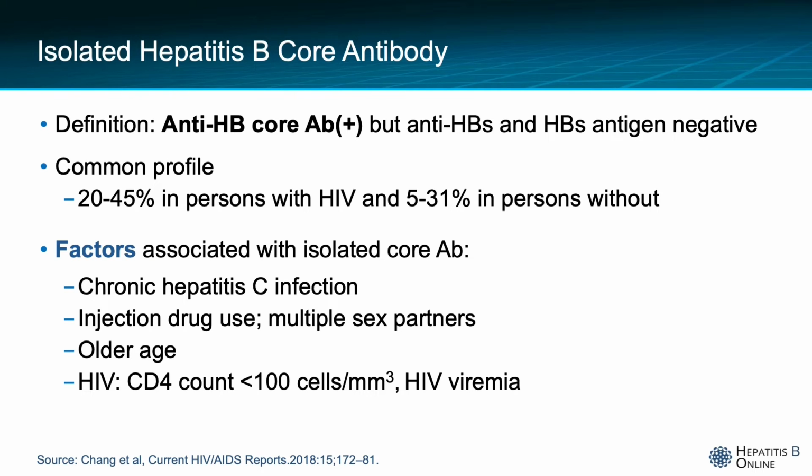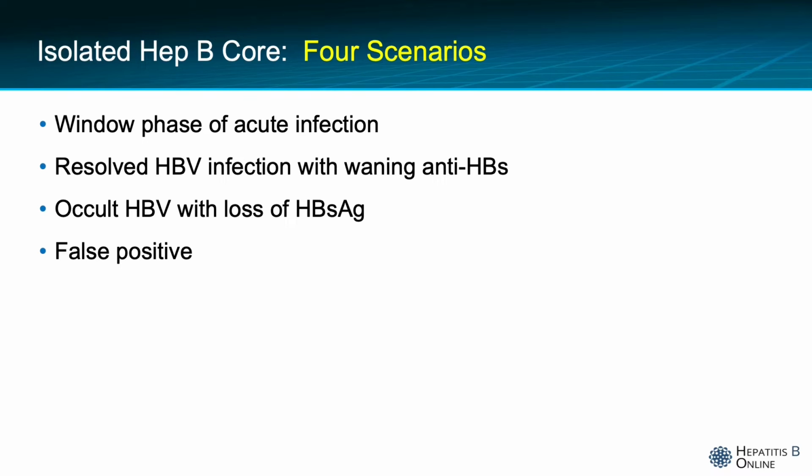Factors associated with this profile include hepatitis C infection, injection drug use, multiple sex partners, older age, and if you have HIV, CD4 count less than 100, or HIV viremia. This isolated core profile is seen in one of four scenarios.